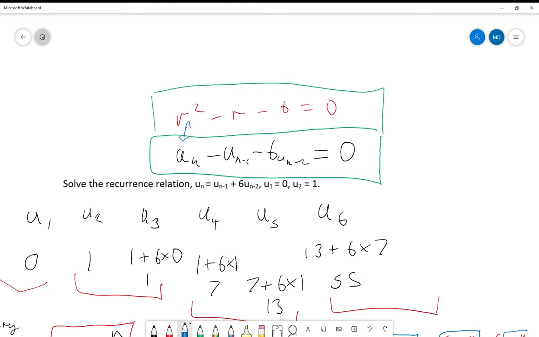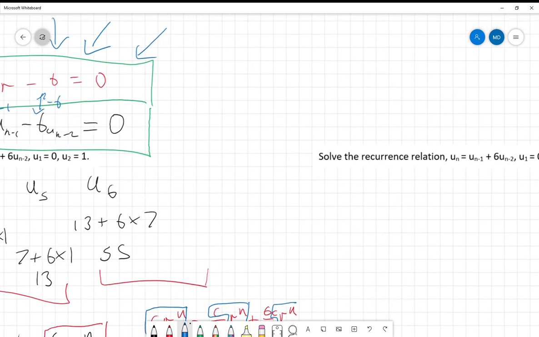Here we've got a coefficient of 1 in each place. Here we've got a coefficient of -1, and here we've got a coefficient of -6. The coefficients match up entirely, and this is called the auxiliary equation, and we can just jump straight to it. So that's what we're going to do for our next one.